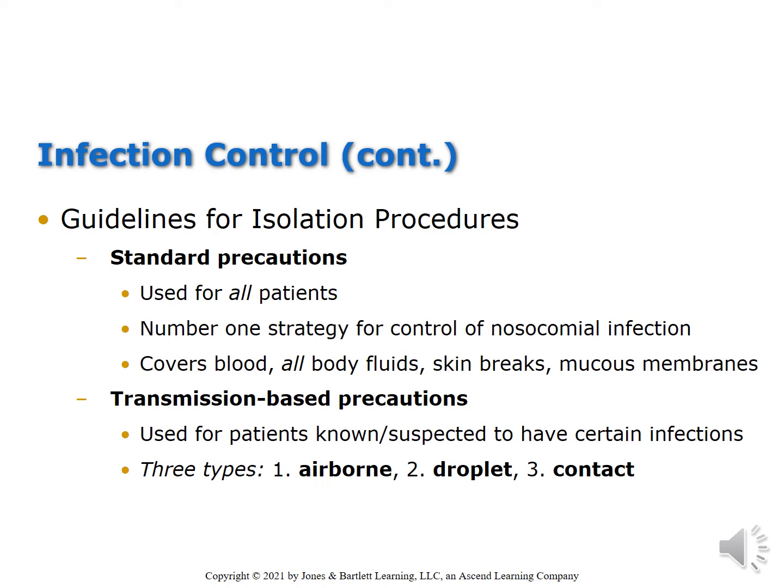So standard precautions must be used in the care of all patients and constitute the number one strategy for prevention of hospital-acquired infections. This blanket approach is necessary because a large percentage of individuals with infectious diseases do not have symptoms and may not even know that they have the disease. Standard precautions combine major features of universal precautions and body substance isolation to minimize the risk of infection transmission from both recognized and unrecognized sources.